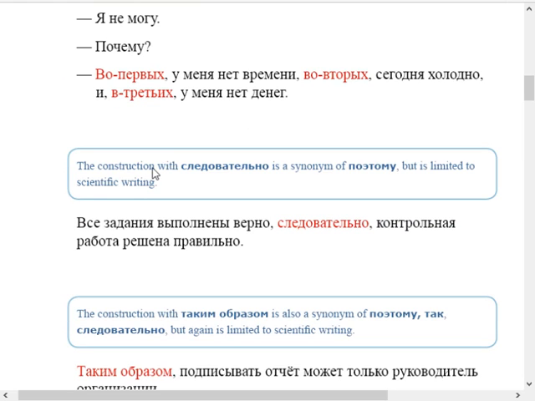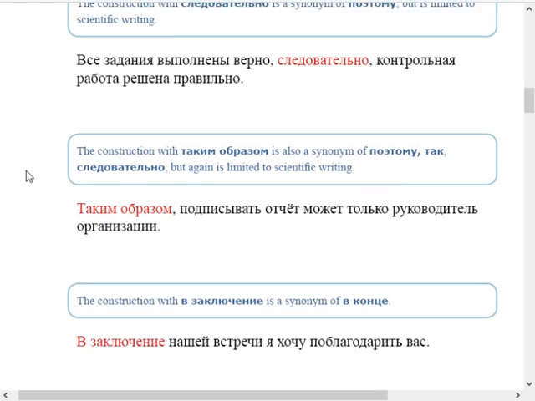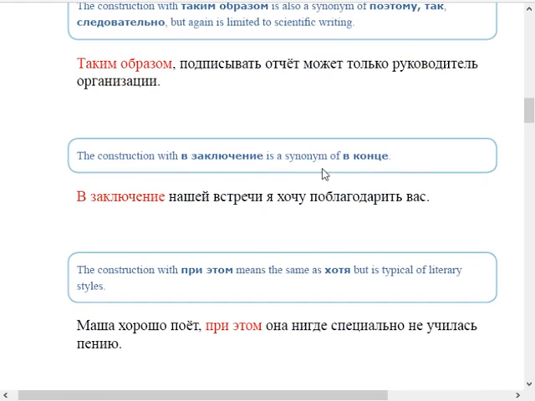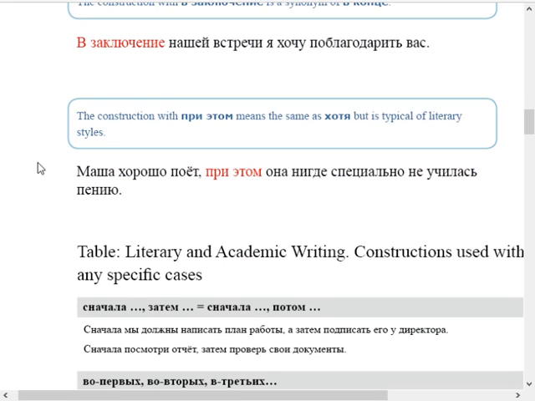The construction with следовательно is a synonym of поэтому, which means therefore. Okay, so следовательно is a synonym for поэтому, but it's limited to scientific writing or business meetings, I guess, apparently. Таким образом is a synonym of поэтому, так следовательно. But again, these are pretty much all synonyms. It just means it follows from that. Заключение is a synonym of в конце, also to finish off. Хотя is the same as, but it's typical of literary styles.